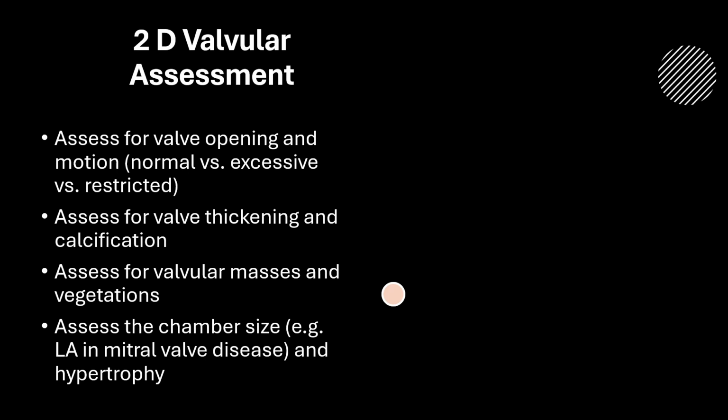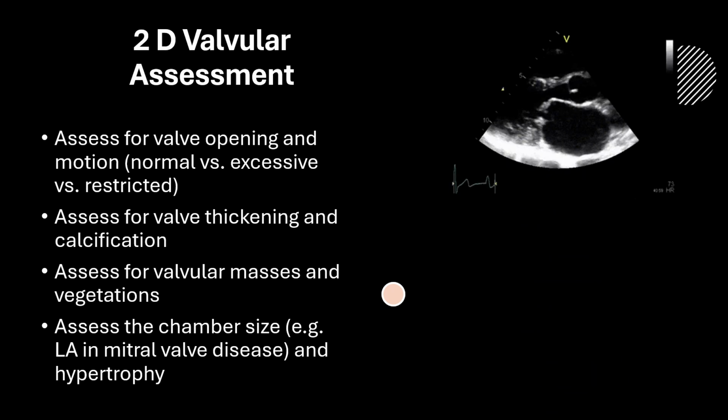Let's continue with 2D valvular assessment. We want to examine the valve opening and leaflet motion, whether it has normal, excessive, or restricted leaflet mobility. Study the valve thickening and calcification, presence of valvular masses, vegetation, and chamber clots and thrombi. Assess the chamber size, such as, for example, left atrium in mitral valve disease, and left ventricular hypertrophy, for example, in patients with aortic stenosis.